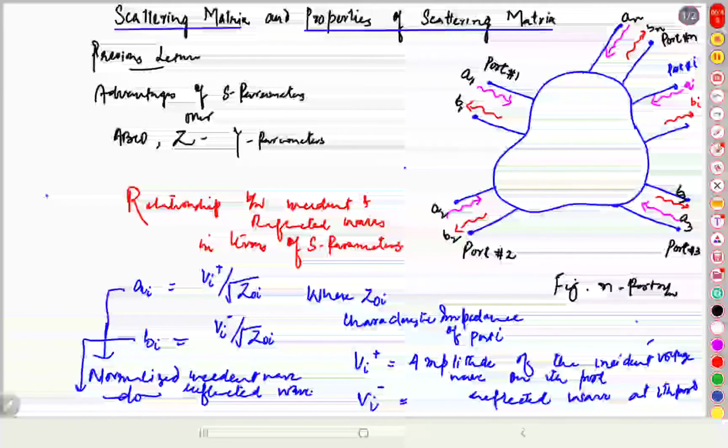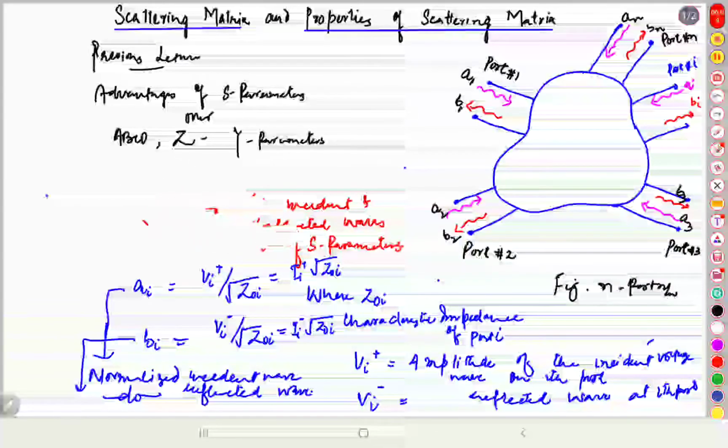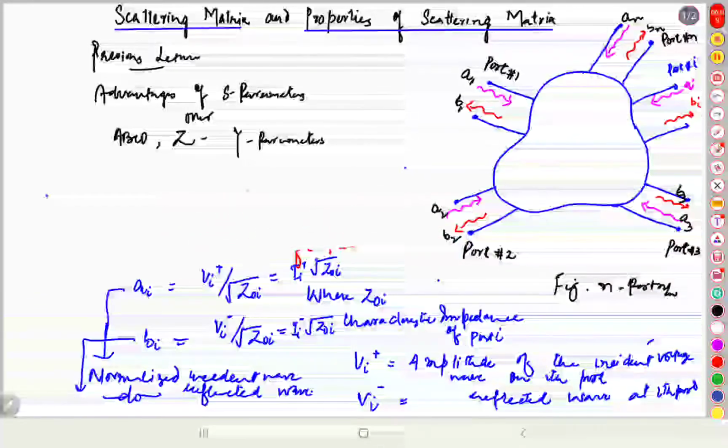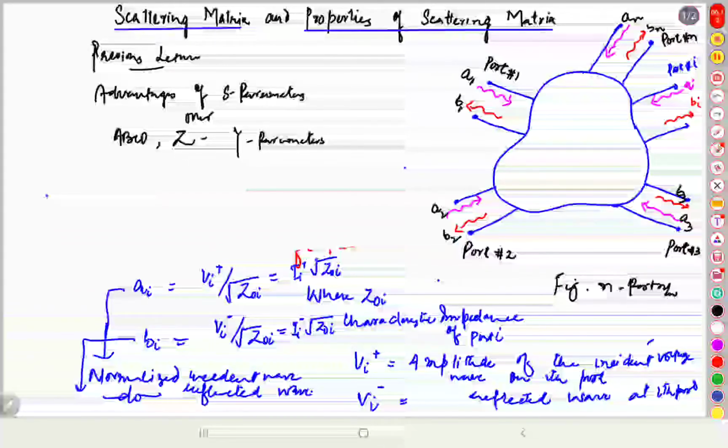Well, in terms of currents, I can write Ai as I positive times root of Z0i, and Bi can be written in terms of the current wave as I negative times root of Z0i. Now I have the incident wave as Ai and the reflected wave as Bi. Now what if I square these quantities? Say I square Ai, I'll also square the quantity Bi.